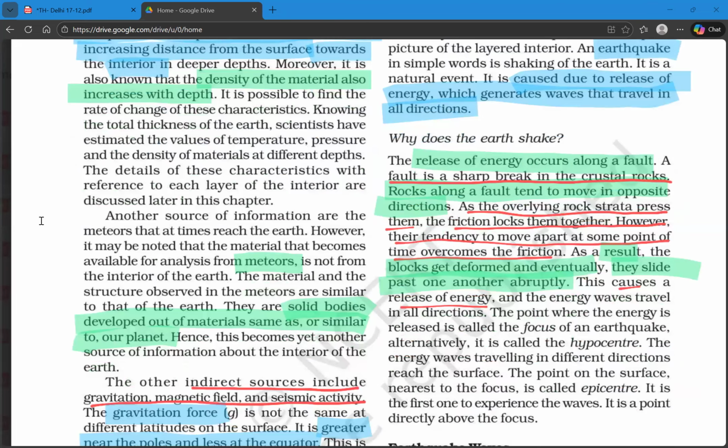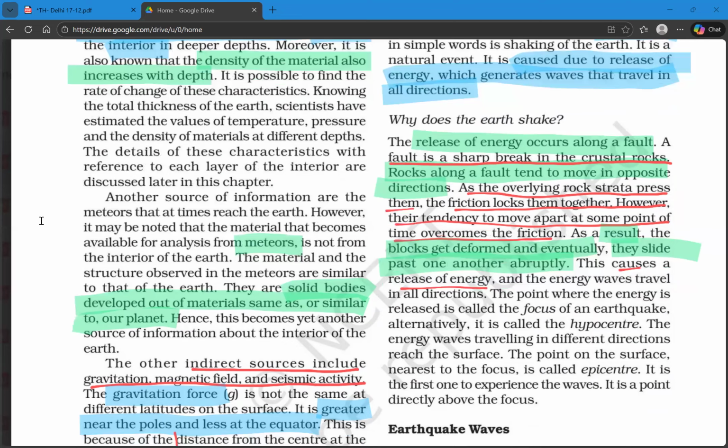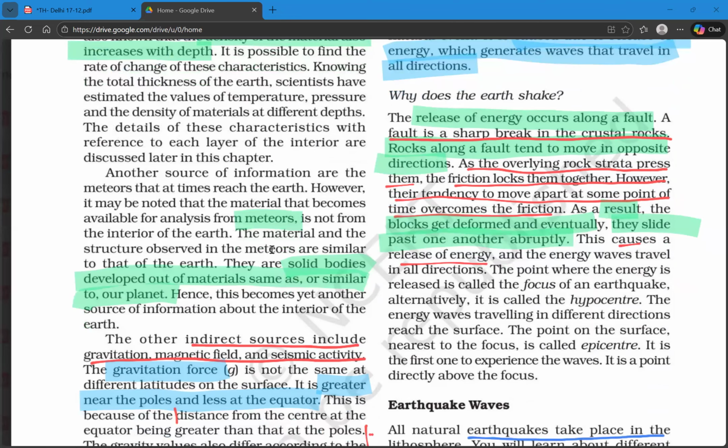However, it may be noted that the material that becomes available for analysis from meteors is not from the interior of the earth. So, does a meteor have the same material as it has in the earth? No. The material and the structure observed in the meteors are similar to that of the earth. So this could be one indirect source to study the interior of the earth, because the material and the structure in meteor and the earth are similar.